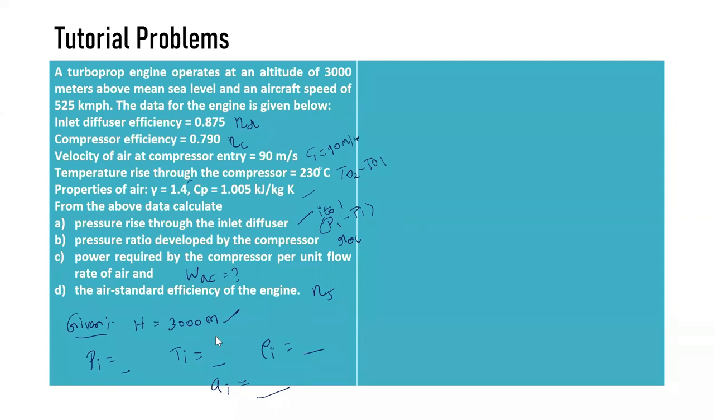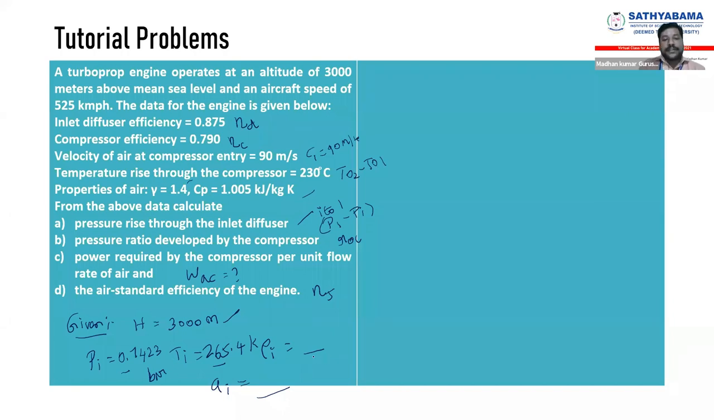Yes, Sandra's answer is a very good response: temperature is 265.4. Very good, Sandra. The unit is Kelvin, right? And then the pressure is 0.7423, in bar. Very good. And then density and the speed of sound? Density is 0.74 kg per meter cube. Speed of sound is 328 meters per second. Right. Thank you, Sandra, Bhagirathan. Thank you.